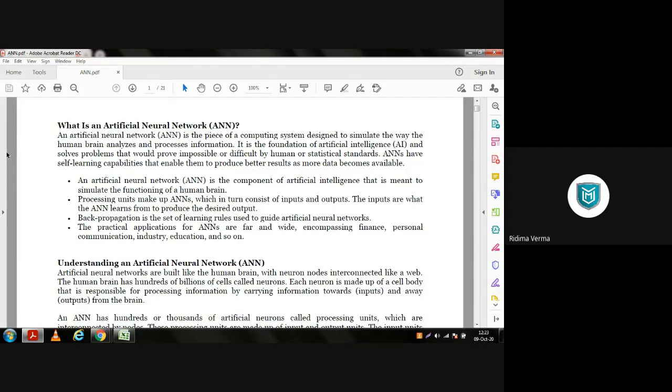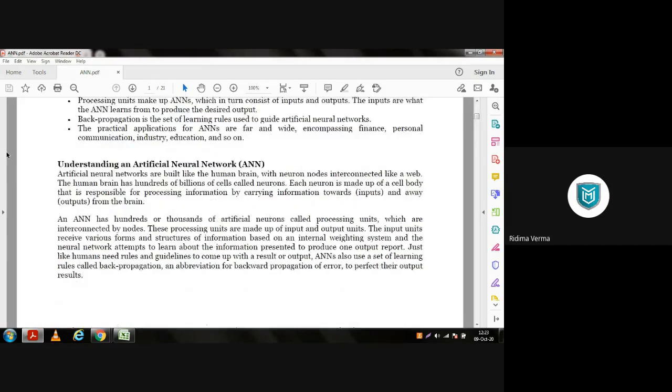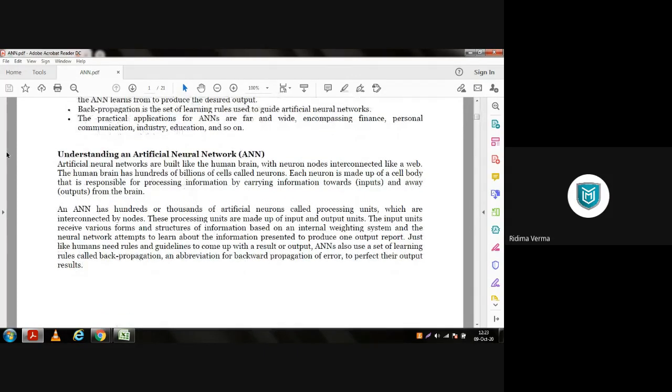So the next point that they have mentioned is that the practical applications for ANNs are far and wide, encompassing finance, personal communication, industry, education, and so on. Now, the next topic that we have is understanding an artificial neural network. Artificial neural networks are built like the human brain, with neuron nodes interconnected like a web. I hope you remember the diagram that we have discussed before.